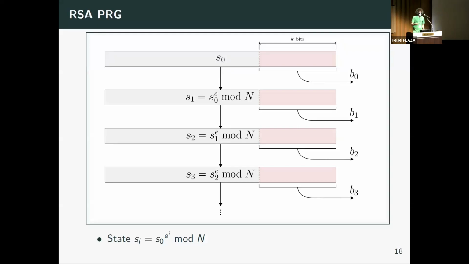This gives us this really nice algebraic expression for the ith state. It's the 0th state raised to the e to the i mod n, because we're raising to the e i times.